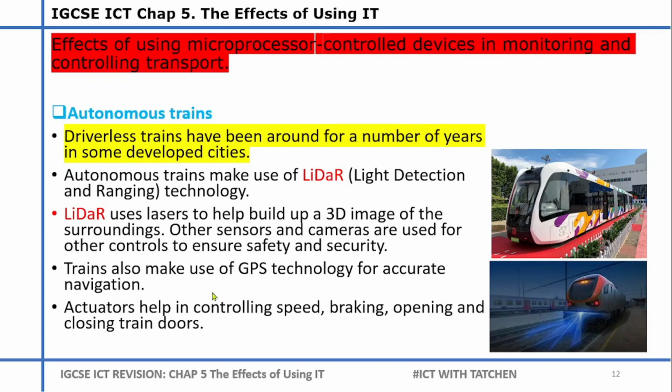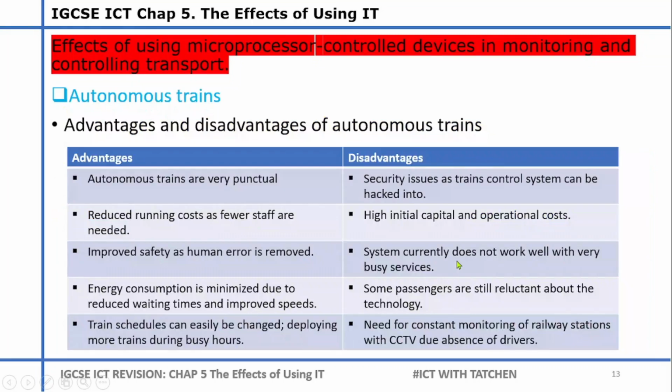So that is bad. And then we also find that actuators help in controlling speed, braking, opening and closing the doors. As I told you before, what we learn as we progress, we just build upon what we've learned previously. All these actuators, sensors, and this and that, we've learned all of these things in chapter 1, chapter 2. If you've forgotten, go back, the videos are there. Watch them again and let me know if you have any questions.